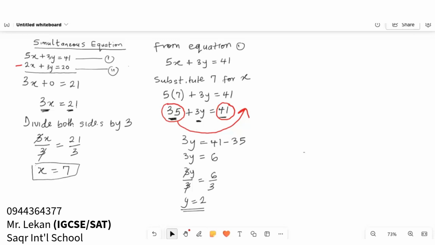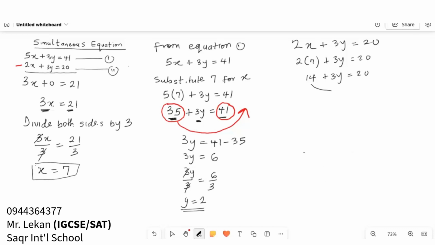Now, what if you used equation 2? Is it compulsory that because your friends are using equation 1, you too use equation 1? No. If you use equation 2, let's see if we're going to get the same answer. Equation 2 is 2x plus 3y is equal to 20. Since my x is equal to 7, it will now be 2 bracket 7 plus 3y is equal to 20. 2 times 7 is 14. That is 14 plus 3y is equal to 20.